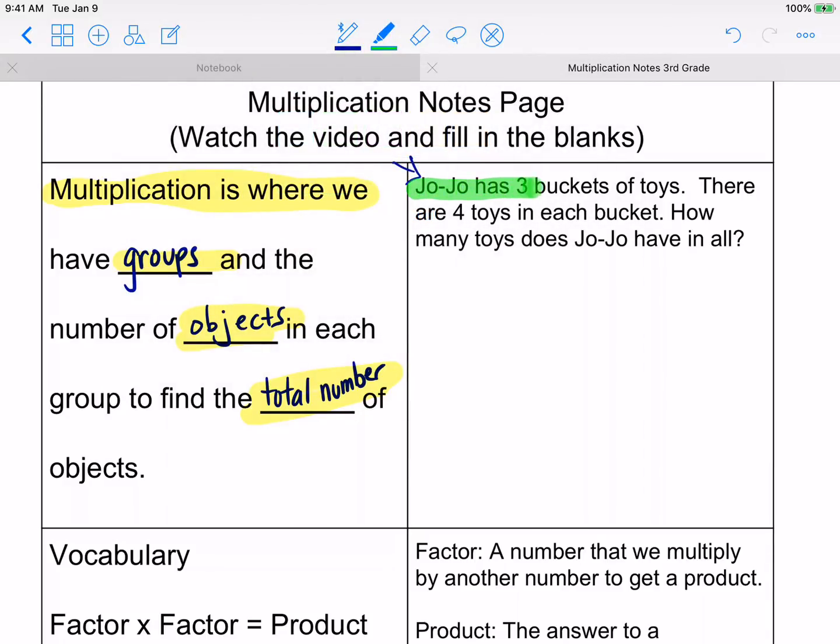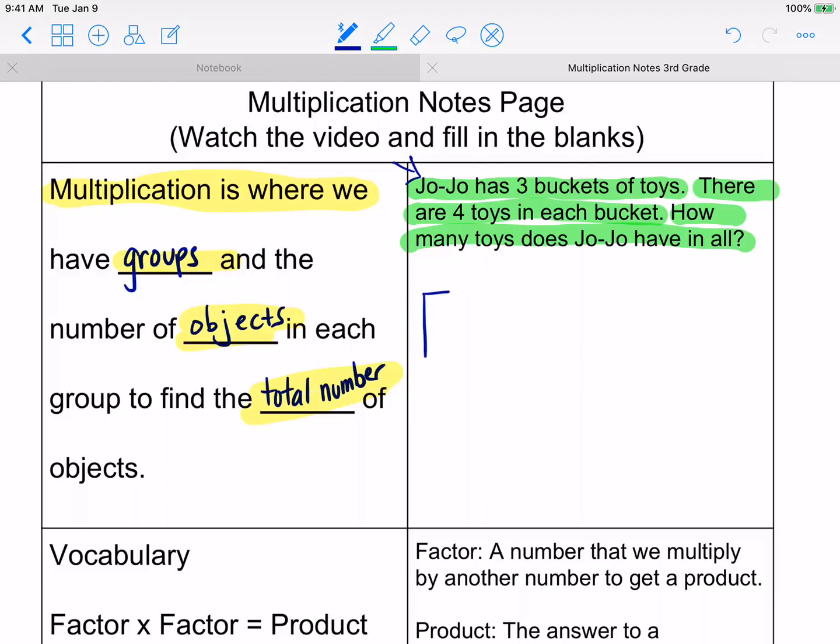This says JoJo has 3 buckets of toys. There are 4 toys in each bucket. How many toys does JoJo have in all? So let's draw a picture of this. Using our good solving word problem model, we're going to draw a picture. So JoJo has 3 buckets of toys.